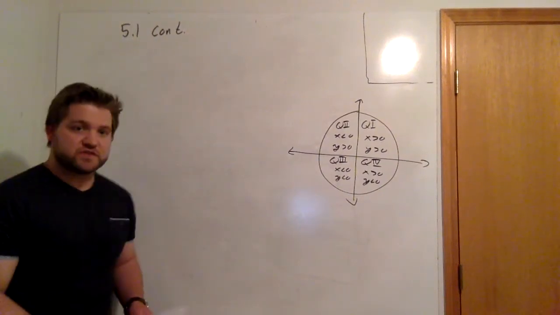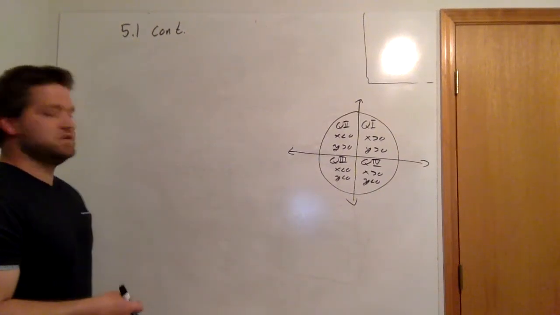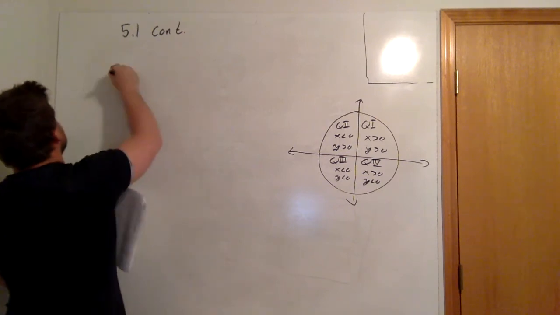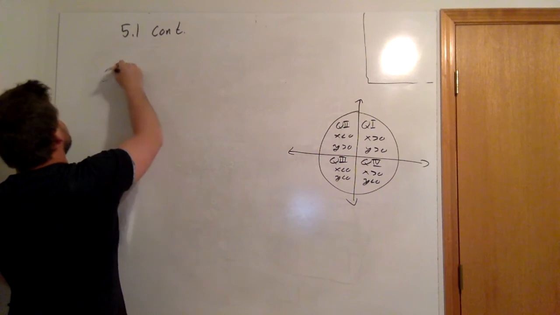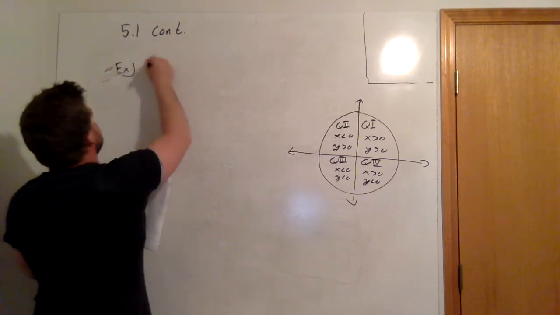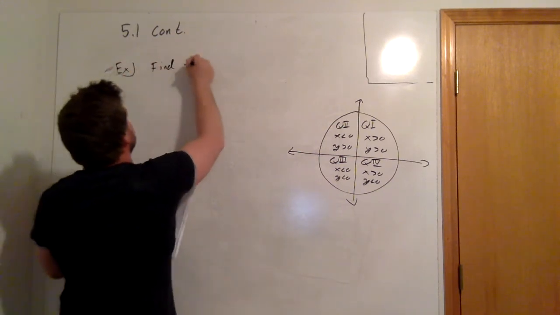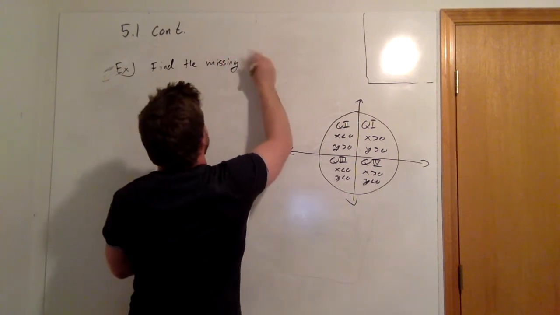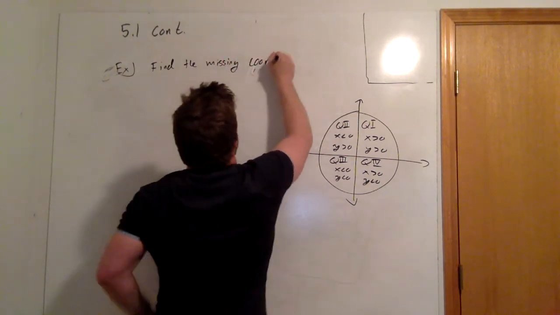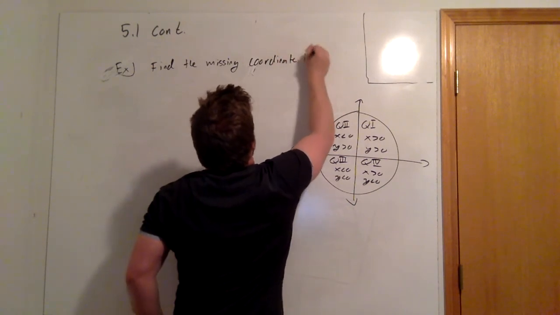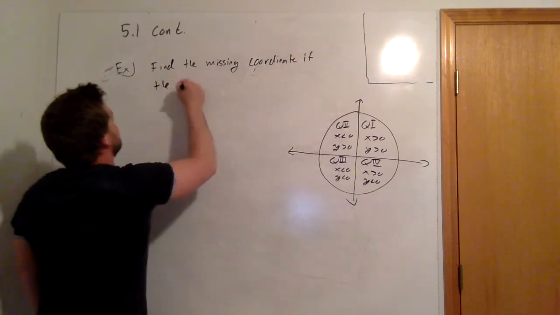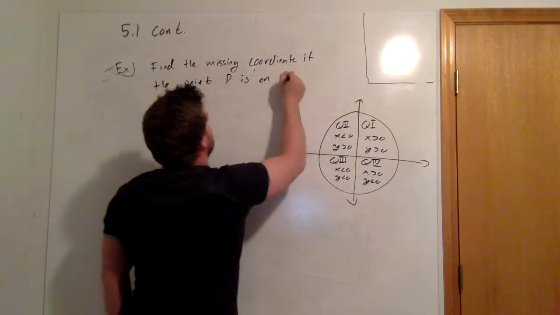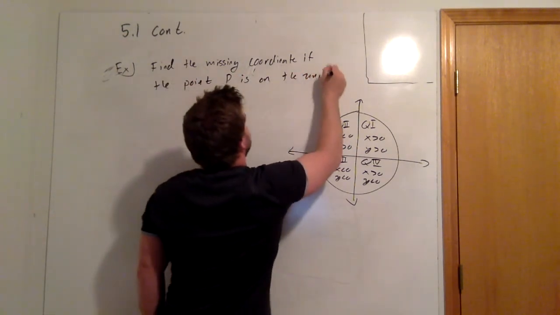Okay, as another type of exercise, let's say we are given one of the coordinates on the unit circle and we want to find the other one. So, as an example, we want to find the missing coordinate if the point P is on the unit circle.